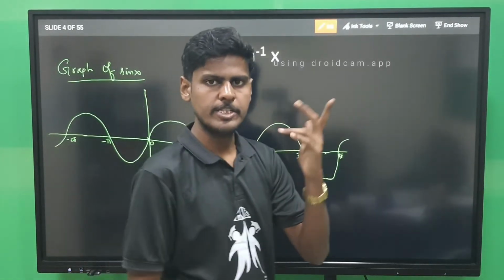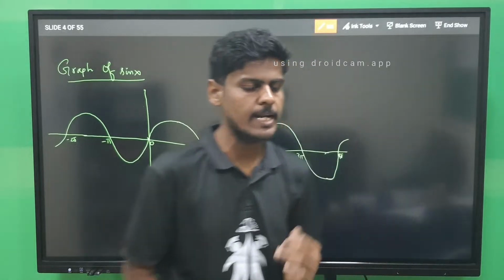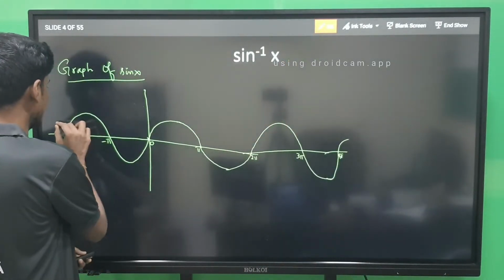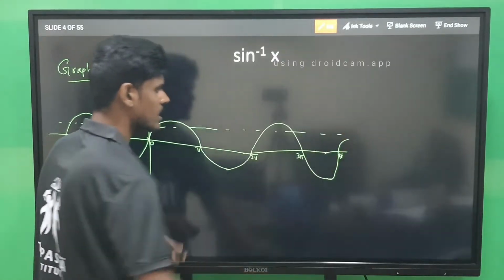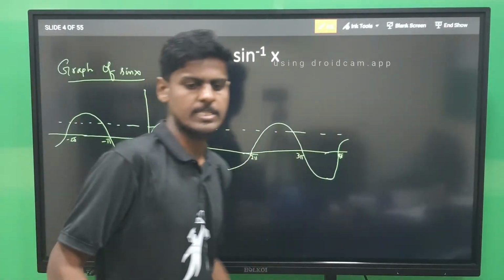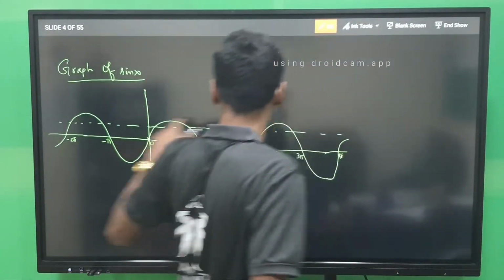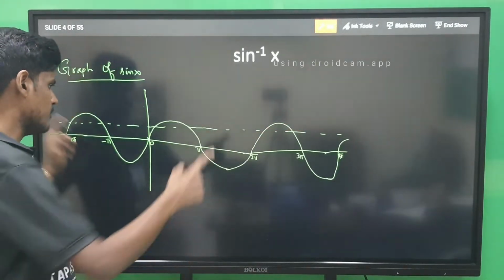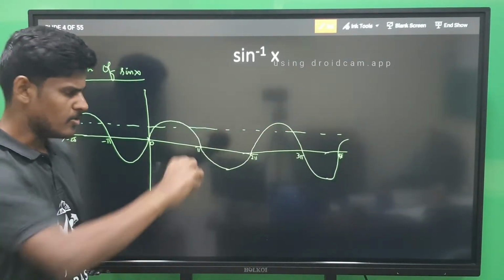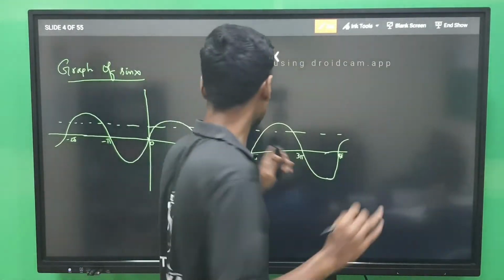How to identify whether a function is one-to-one or not? By the horizontal line test. If we draw a horizontal line and this line intersects the function at more than one point, that means it is a many-to-one function. This is actually a many-to-one function. That means we can't find the inverse. Then how to find the inverse? I will explain this easily.